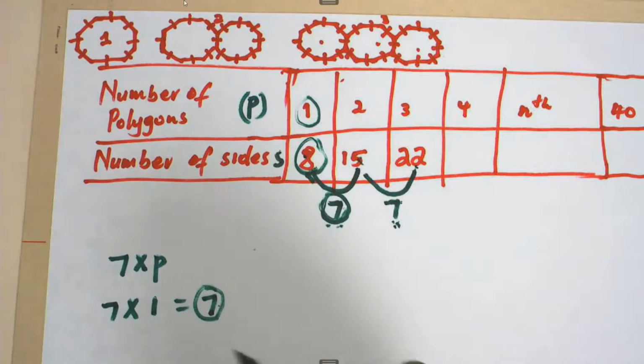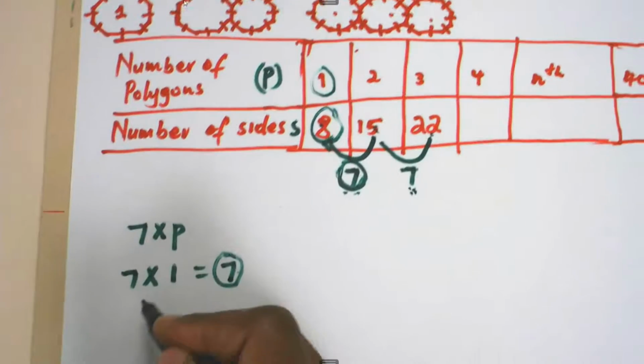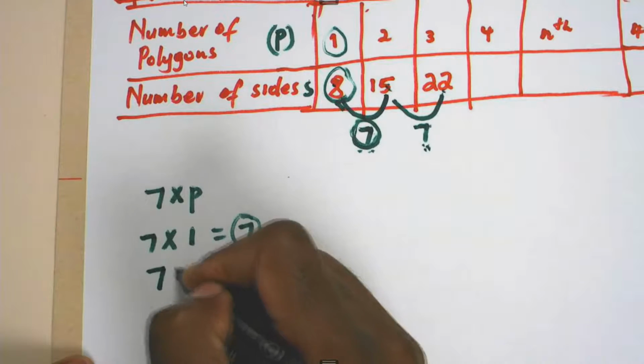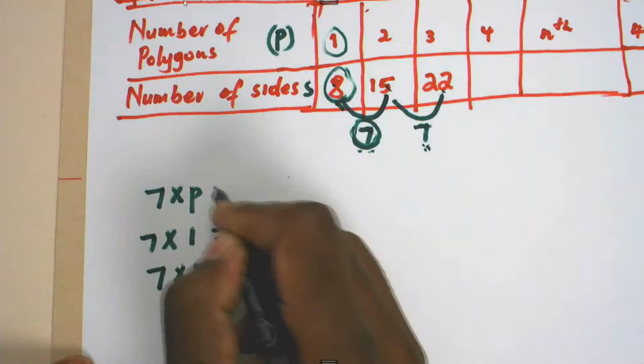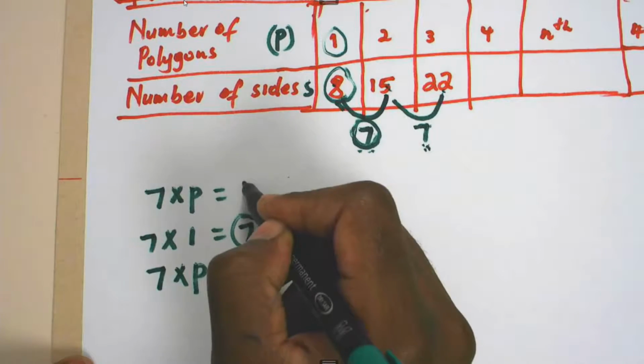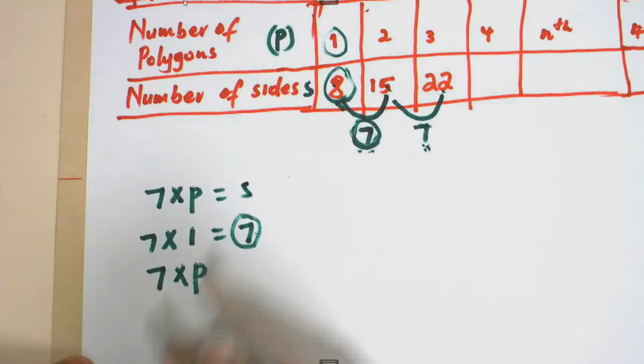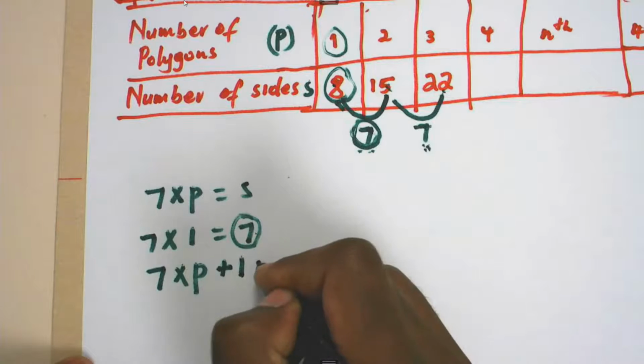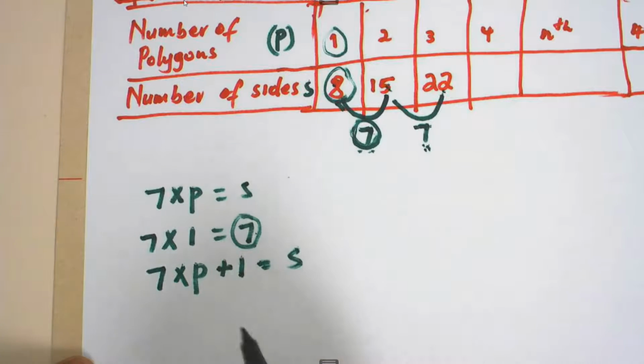So we start by saying, okay, what if our equation will be 7 multiplied by P, I forgot to write equals to number of sides. P plus, we are short 1, equals S. This is our equation. Let us test if it works.